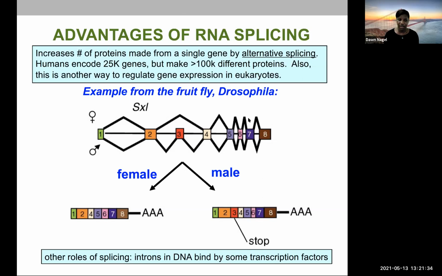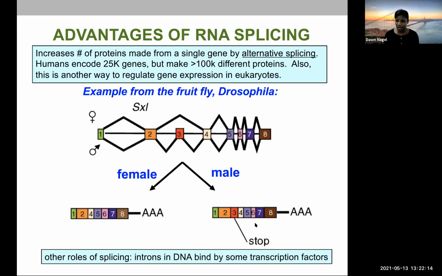right? So in this case, you have a gene in Drosophila, and depending on whether this gene needs to be expressed in the female versus the male, the splicing is going to be different, right? So you will have two different versions of this mature mRNA. In the female, you have all of the exons except this third exon, and in the male, you have this third exon present there. When this happens, it creates a premature stop codon. So this protein is functional and this protein is not functional.